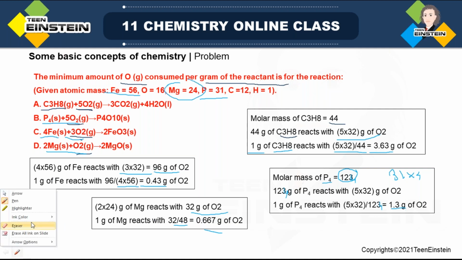So in all these 4 calculations that you have done, you just have to see in which case it is the minimum. See, this is the minimum, 0.43. Just compare all these values. 0.43 is the minimum. So that is why the correct option should be option C.